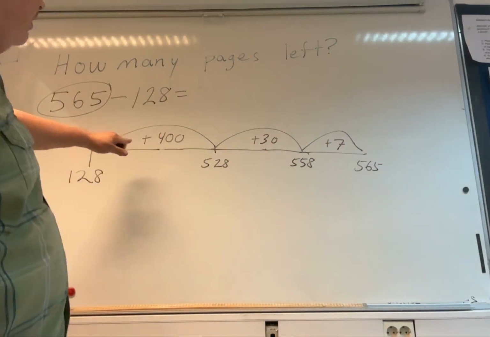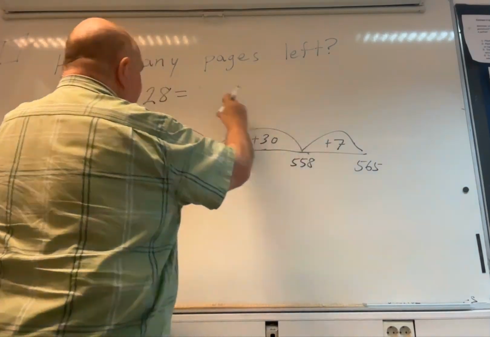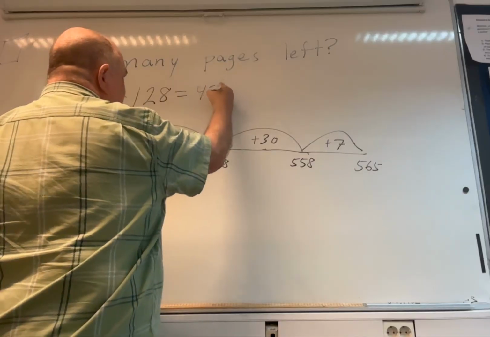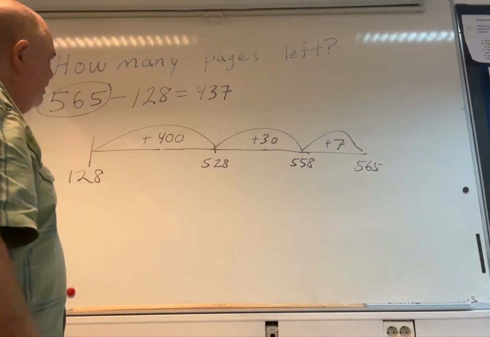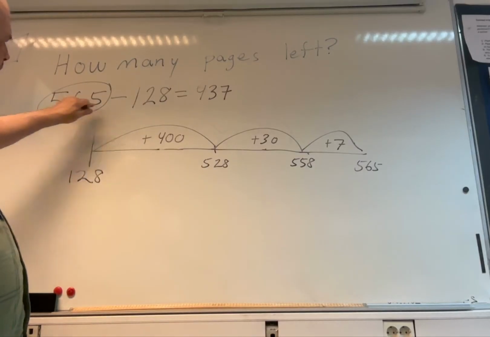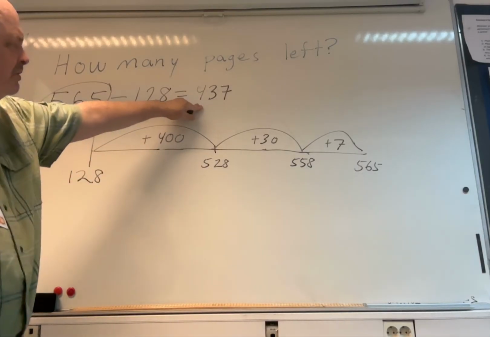Okay, and now I need to add this up to find out the total. 437. That was pretty easy. 437. Okay, once again, I'm going to check. Did I get that right? Okay, it's 565 pages. We read 128. We have 437 to go.